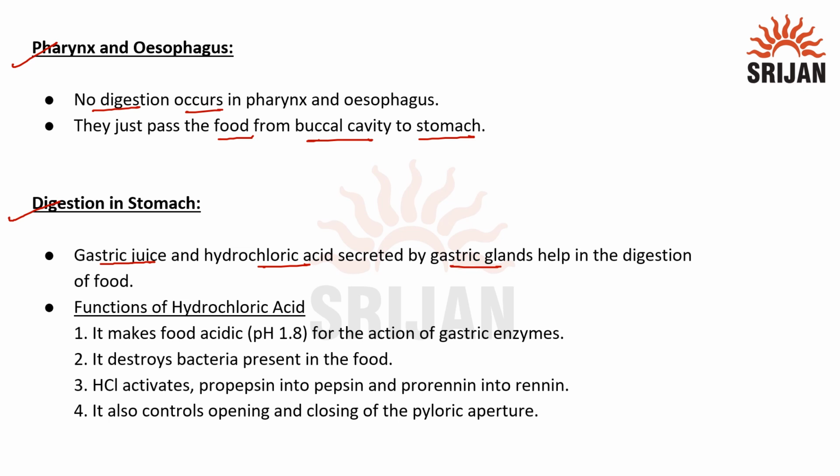Let's talk about the functions of hydrochloric acid. It makes the food acidic, that is pH 1.8, for the action of gastric enzymes. It destroys bacteria present in the food. HCl activates propepsin into pepsin and prorenin into renin. It also controls opening and closing of the pyloric aperture.